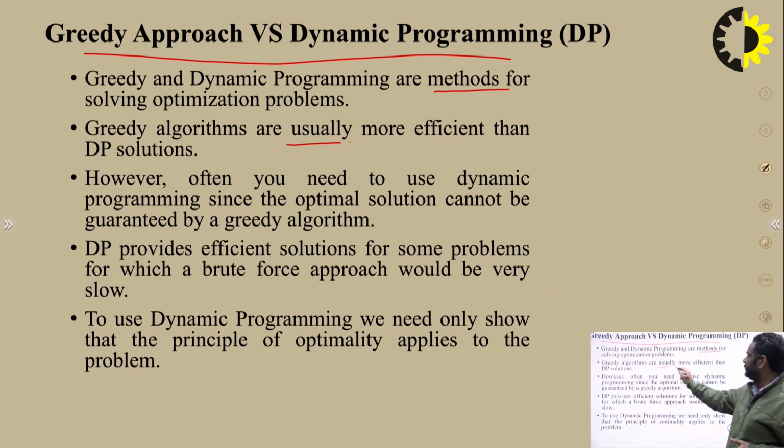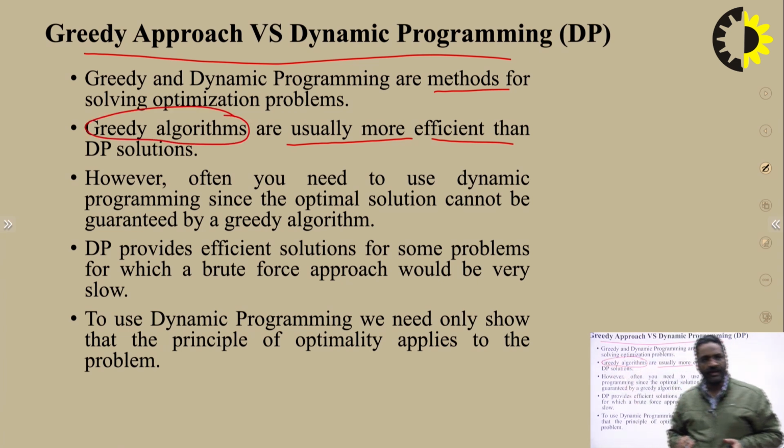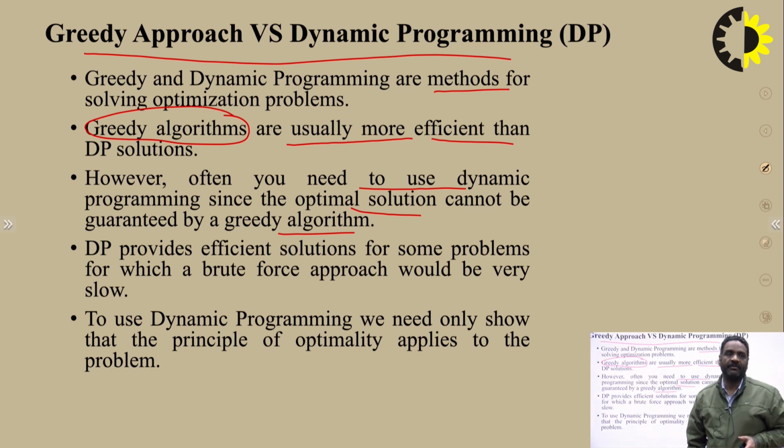Then, greedy algorithms are usually more efficient than dynamic programming solutions. So greedy algorithms are much more efficient. However, often you need to use dynamic programming since optimal solutions cannot be guaranteed by a greedy algorithm. So we can say sometimes we are not sure about the solution of a greedy algorithm. So use dynamic programming for solving such problems.